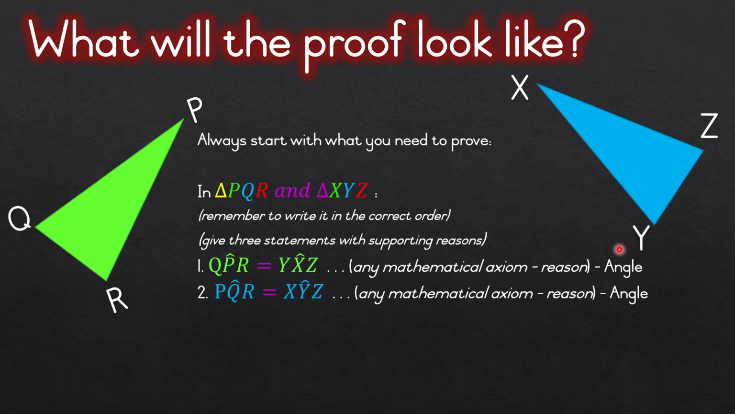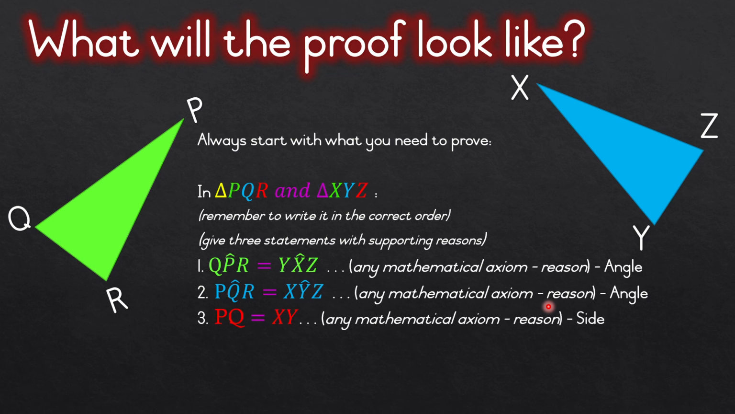The next one I'm going to prove is angle Q. So angle Q, blue, compared to blue, in XYZ and PQR. So Q equal to Y. And then again, any reason that you can think of that is proven in this sketch, or that you can use the sketch for. In this case, I've proven another angle. Lastly, I'm going to prove that PQ is equal to XY.